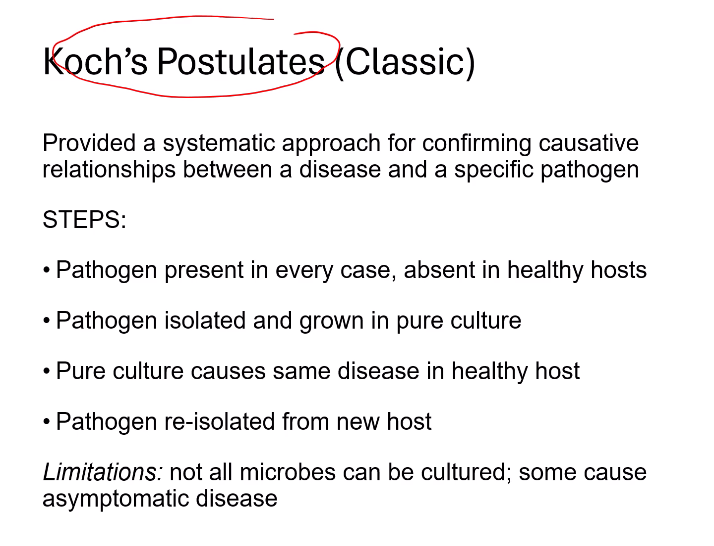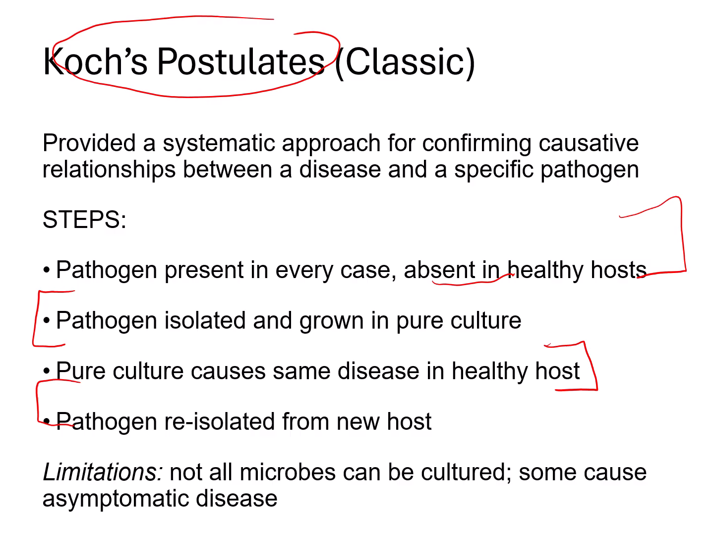The suspected pathogen has to be present in every case of disease, but absent in healthy hosts. The second postulate is that the pathogen must be isolated and grown in pure culture. Then, when a healthy subject is inoculated with this pure culture, it must develop the same disease. Finally, we have to re-isolate the same pathogen from that new host.